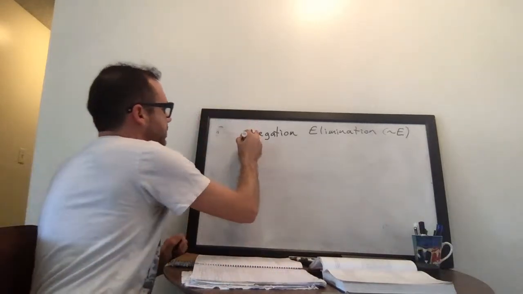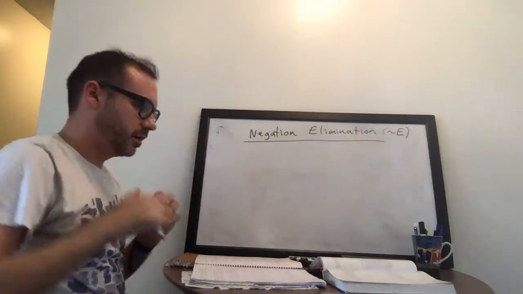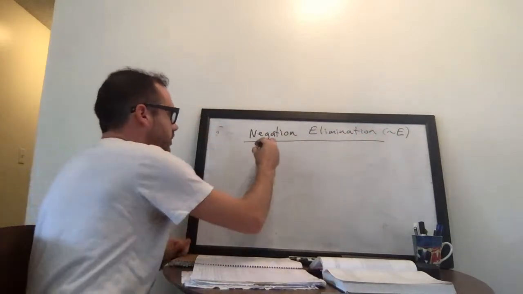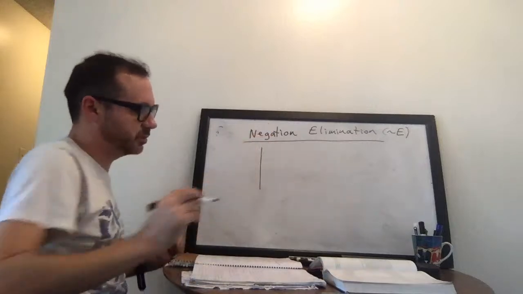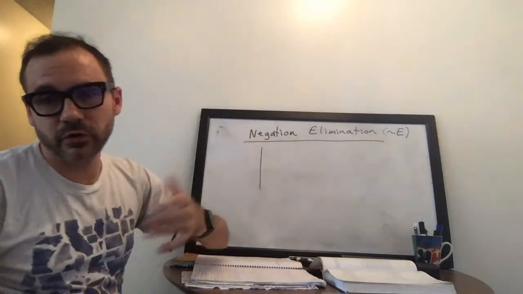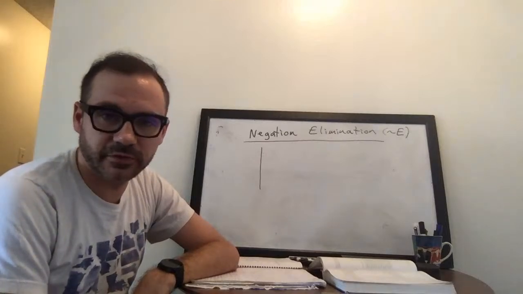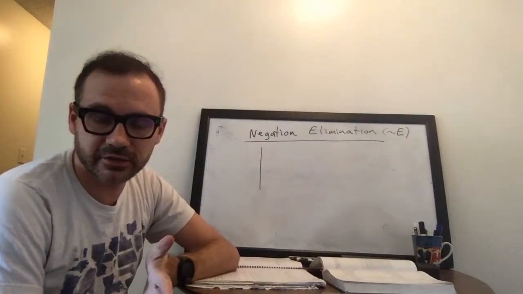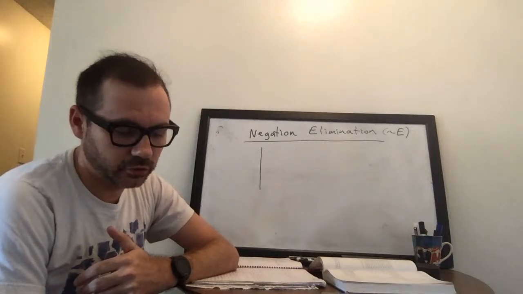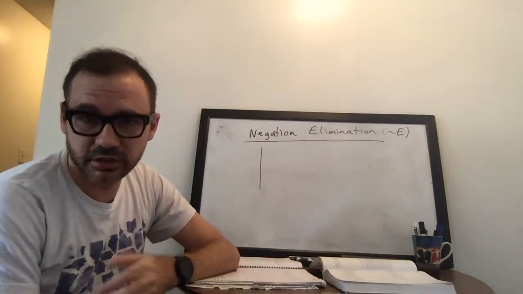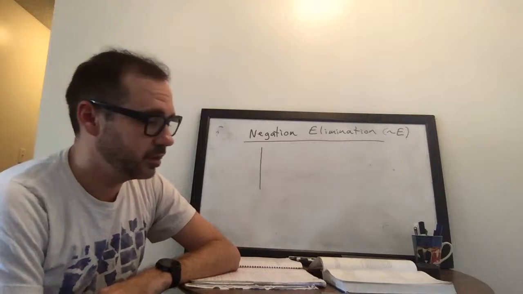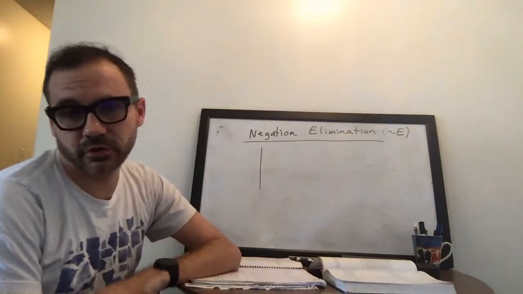Okay, so the negation elimination rule. Here we're just showing the schema for how it works. It's a rule that revolves around the subderivation structure. So far with subderivations, we've learned how to use that to do conditional introduction and biconditional introduction. But these negation rules also involve a subderivation.